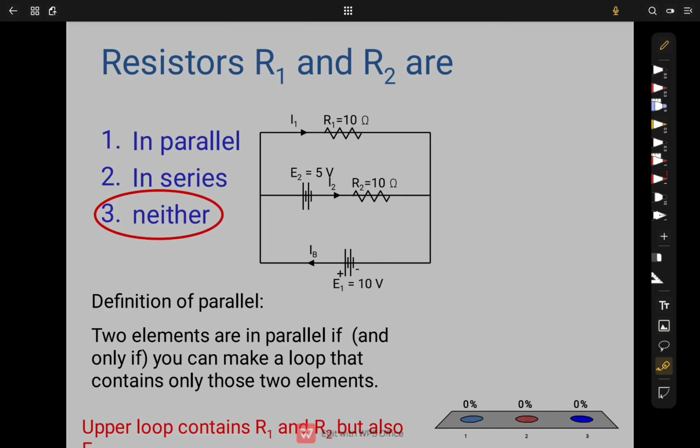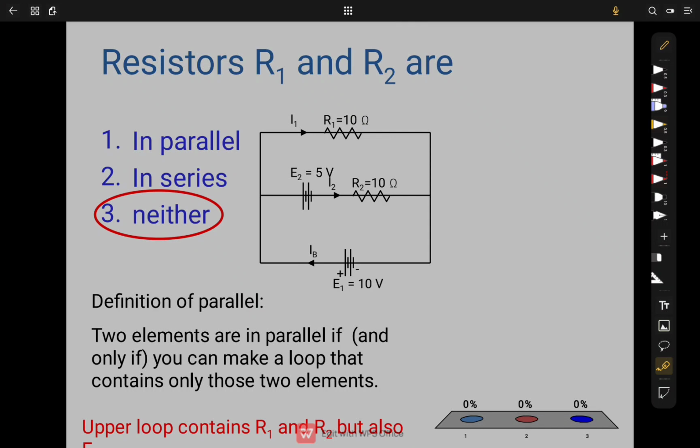Ibig sabihin, it's not a parallel, it's not a series. Yung connection natin with the R1 and R2. Why? Because, papansinin nyo, dito sa connection na meron sa R1, sa branch R1, and dito, so we have the E2. So we cannot say that this is in a parallel connection.